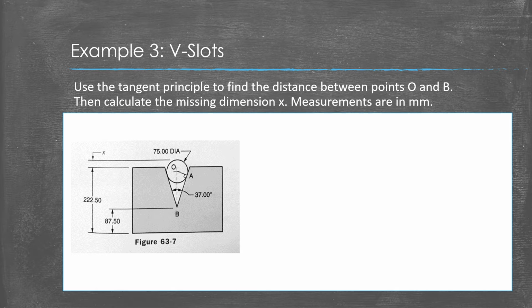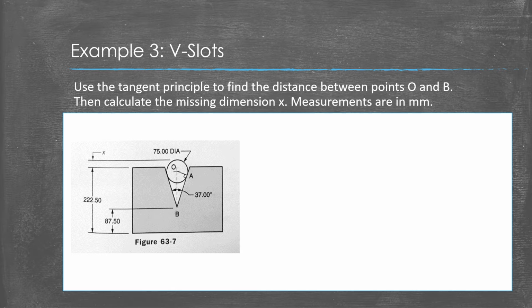This question says, use the tangent principle to find the distance between points O and B. Then calculate the missing dimension x. I've actually added an extra part to this question to make it easier. So it's not quite identical to the book, but the book calculates all the same pieces.